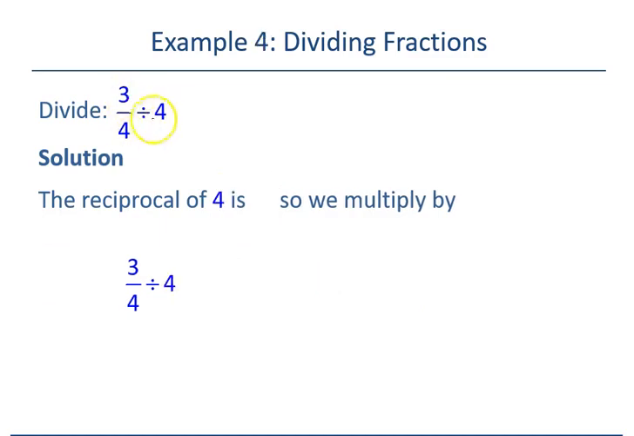I've got 3/4 divided by 4. Think of 4 as always being 4 over 1, because 4 divided by 1 is 4. The reciprocal of that would be 1/4. So 3/4 divided by 4 is going to be 3/4 multiplied by 1 over 4. Continuing on, 3 times 1 is 3, and 4 times 4 is 16. And notice these can't reduce.